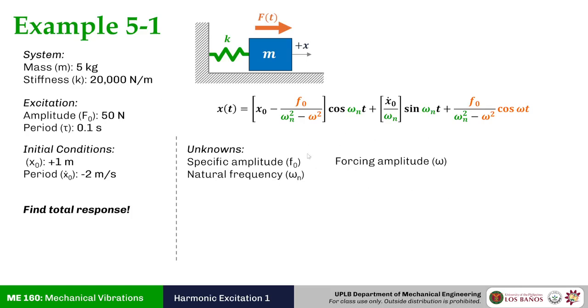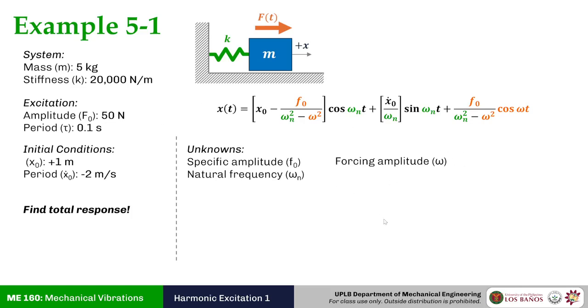For the forcing frequency, this one is a little tricky, but we are given a time-related property of our forcing. It says here in the problem that our disturbance completes a cycle every 0.1 seconds. So that is the forcing period of your disturbance. How do we get the forcing frequency from this? We just take 2 pi and divide it by the period to get the forcing frequency in rad per second.